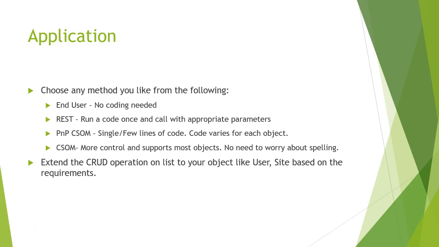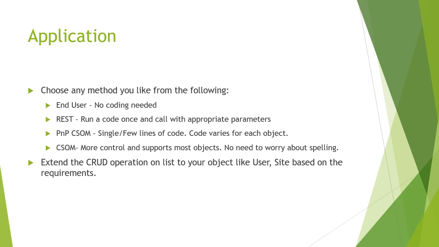But the problem with that is spell check is needed. If there's a small spelling error, it will not work. But if you don't want to learn different objects or different code for each object, you just run one piece of code and just the parameters will vary, or how you call the method will vary based on the object you want. Next is PnP CSOM.